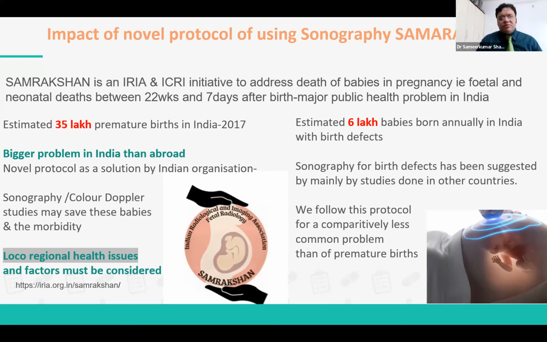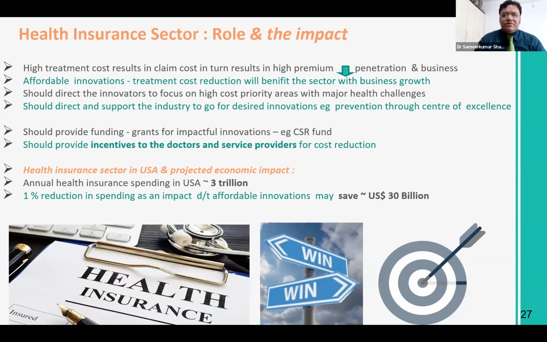The babies have to be put in incubators, and there is a long period of hospitalization wherein the entire family is involved, and it leads to a lot of morbidity and again mortality. And herein we can really prevent this. Now, what is the role of health insurance sector? High treatment cost results in high claim cost, which in turn results in high premium. So this is a vicious cycle again, and that precludes the penetration of business.